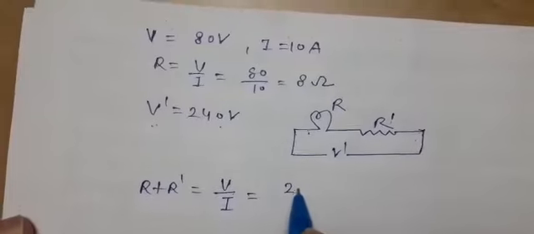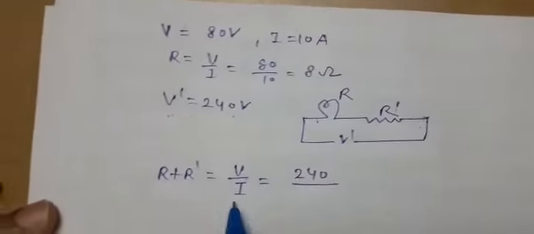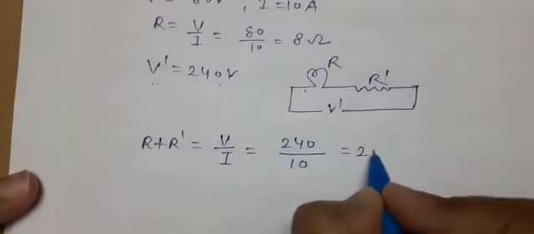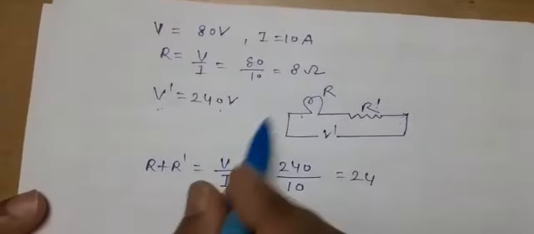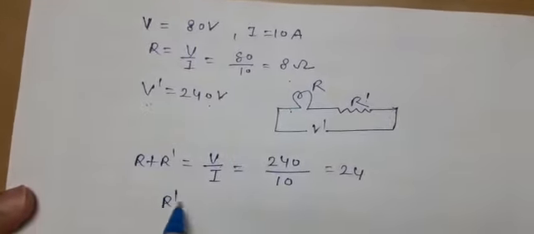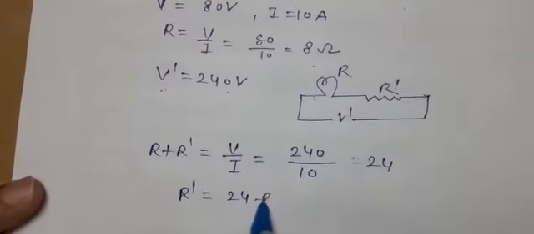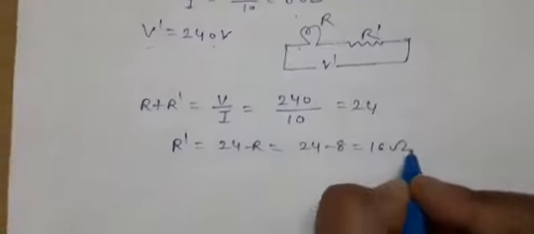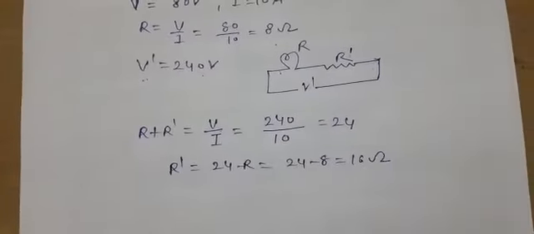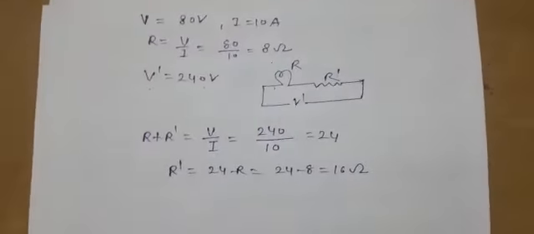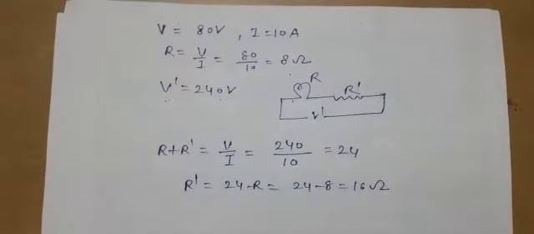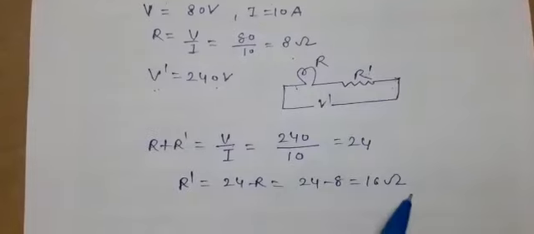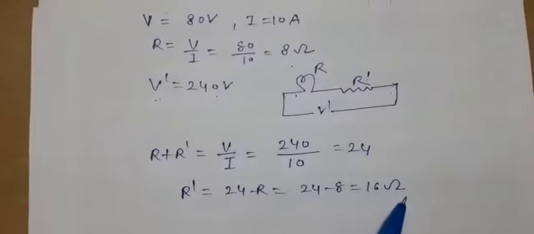So now the applied DC voltage is 240 and the current flowing is 10 ampere. So it is 24. Now R we have calculated. So what will be the value of R dash? 24 minus R. So it is 24 minus 8. This is 16 ohm. It means for the arc lamp to operate at a 240 volt source, we have to connect a resistance R dash in series so that it can operate properly.